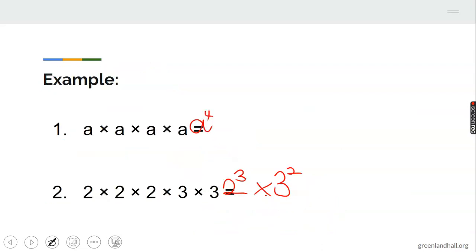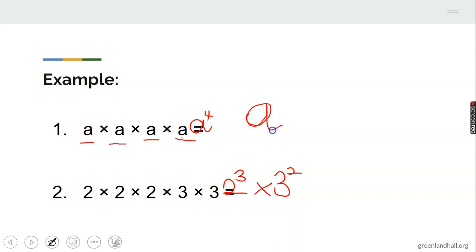Now, we have some examples here. Look at these examples carefully. A times A times A times A. They are all the same, the same letter, A. What is the letter that we have here? That's A. How many times did we multiply that A? 4 times. That's A raised to power 4.